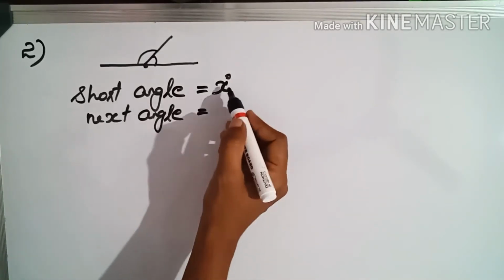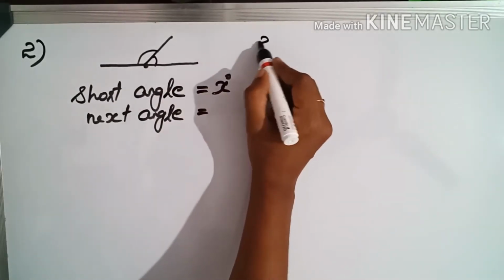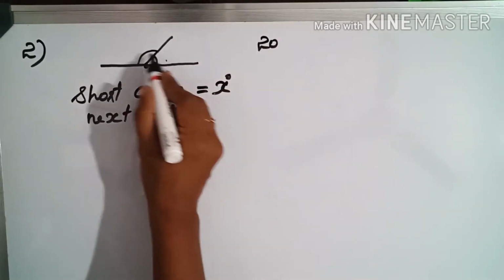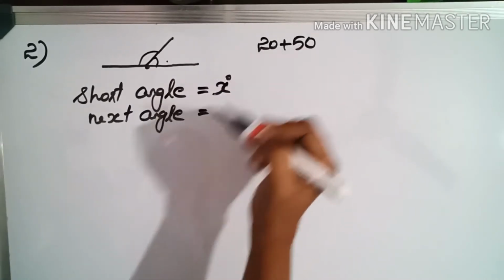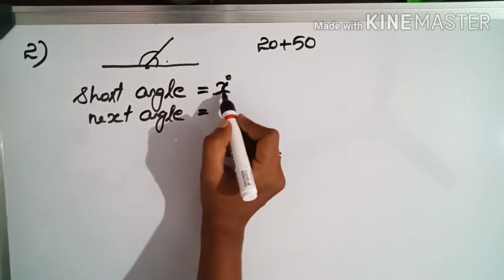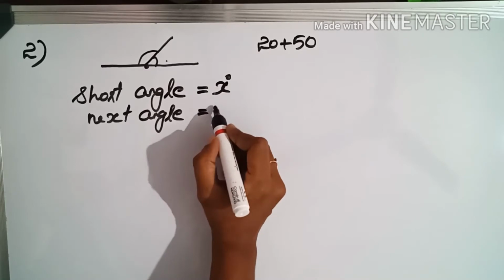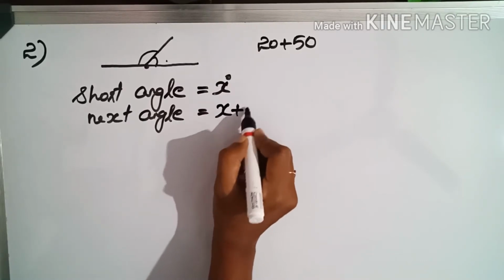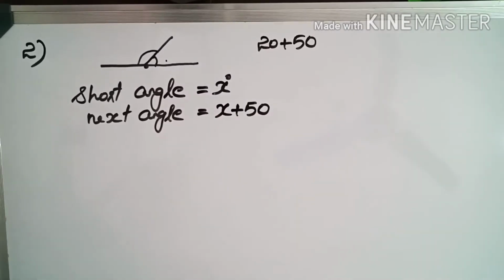The second angle, this angle, must be 50 degrees more. For example, if this is 20 degrees, this must be 50 degrees more, so 20 plus 50 must be here. That is the condition. So here we consider x degrees as the first angle. The next angle will be 50 degrees more, that means x plus 50. So x and x plus 50.